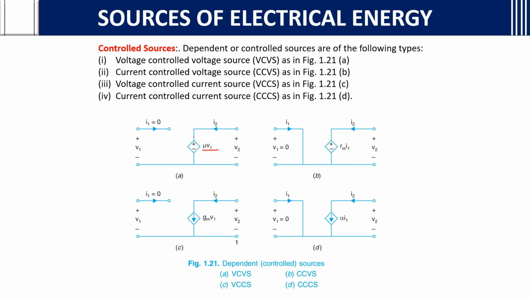As you can see here, the value is written in the form of voltage, and it is a dependent voltage, so it is a voltage source. This is controlled by this value, so voltage controlled voltage source. Then here current is controlling, so current controlled voltage source. Here voltage is controlling and this is a current source, so voltage controlled current source. And this is current controlling, this is a current source, so current controlled current source. These all are very important. The controlling value may be current or voltage, but these two are voltage dependent sources. These two are current dependent sources.